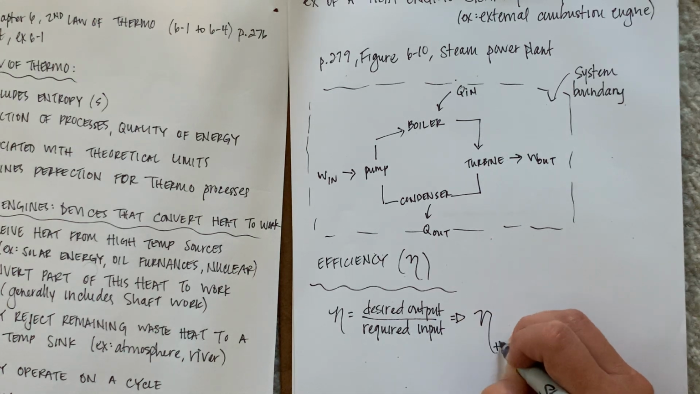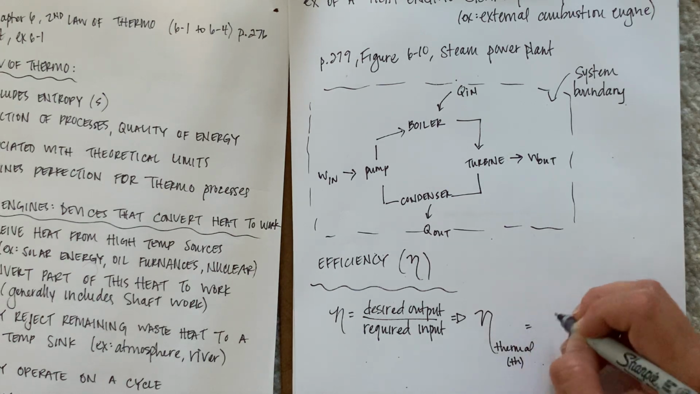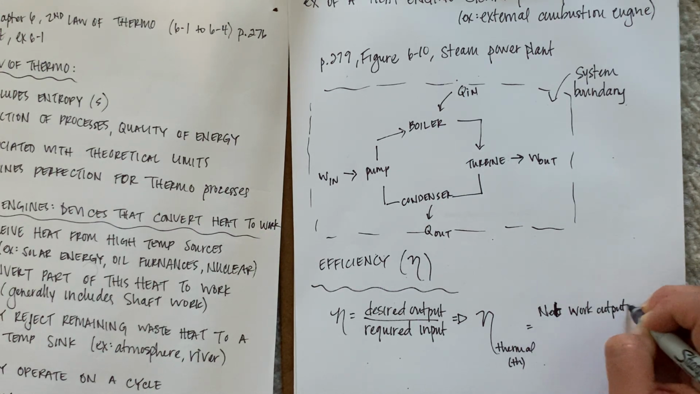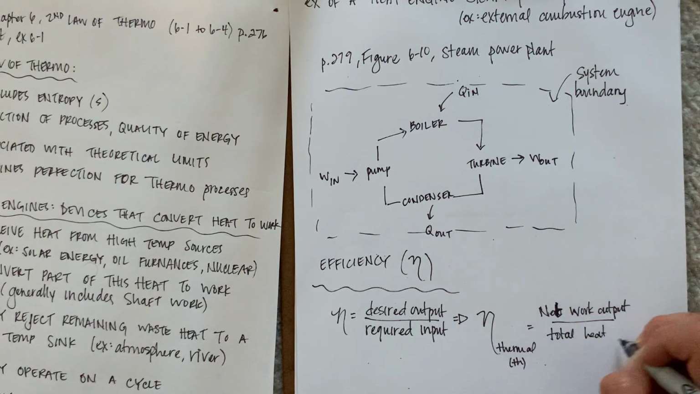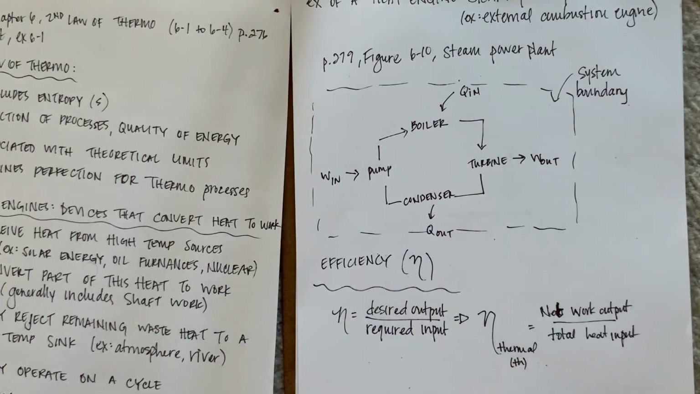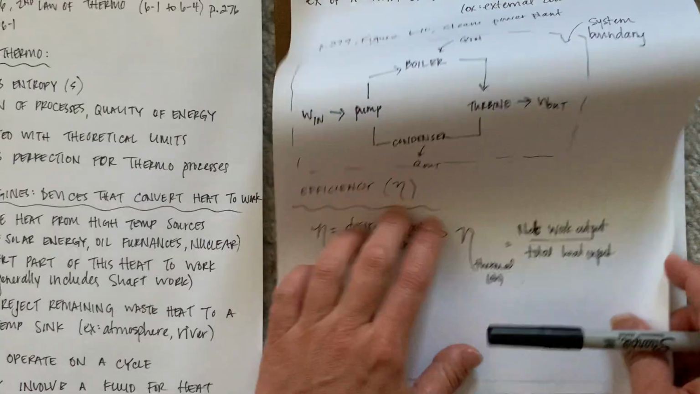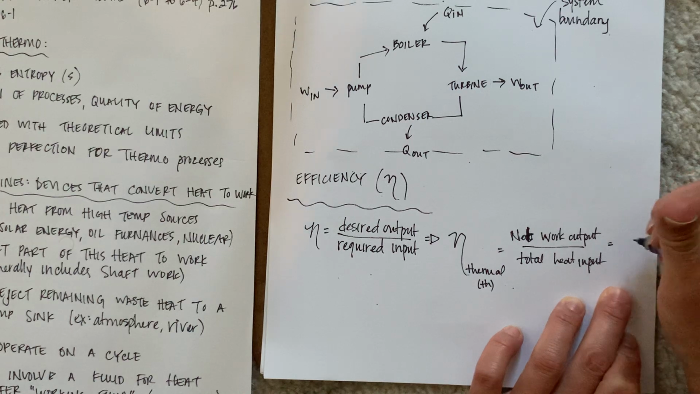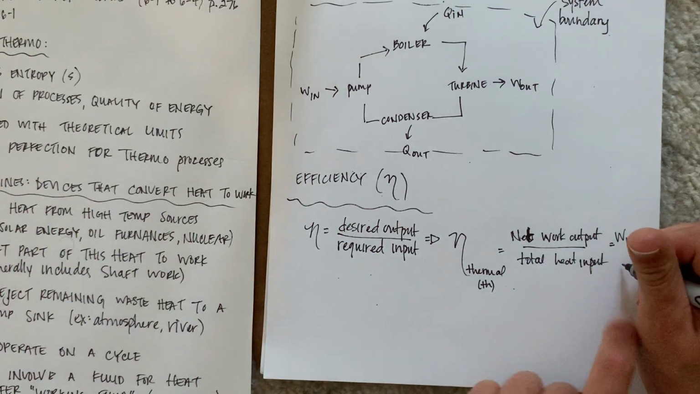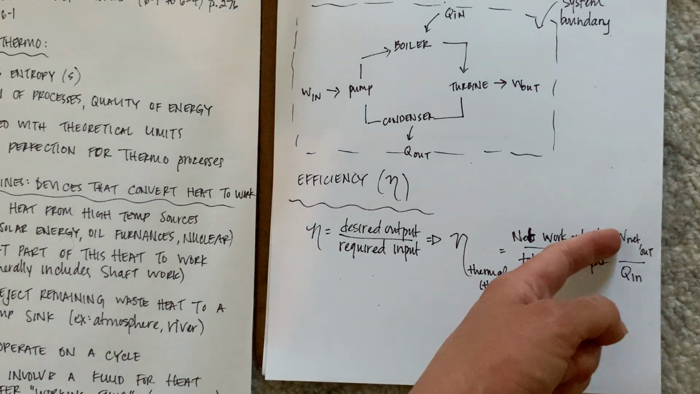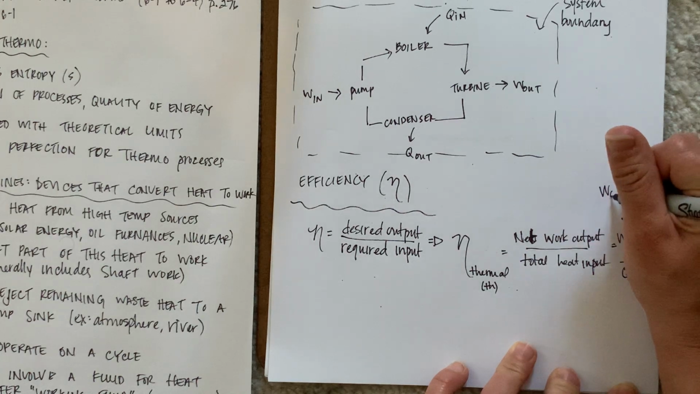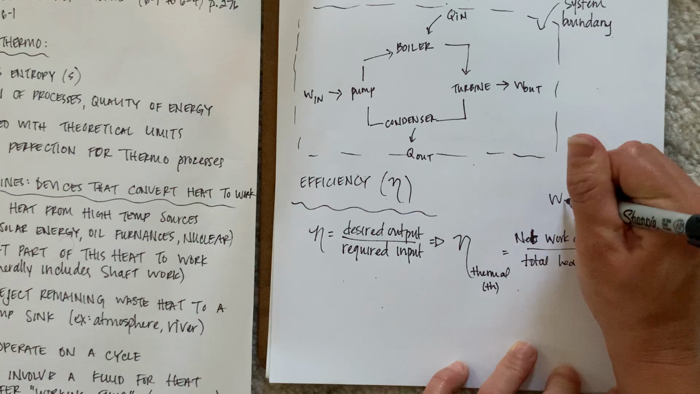So if we look at our energy efficiency of thermal, which a lot of times we just write TH, this can be our net work output over our total heat input. We're saying the same thing. How much heat did we put in and how much work did we get out? We write this often as our W net out over Q in. And W net out can be equal to our work out minus our work in.